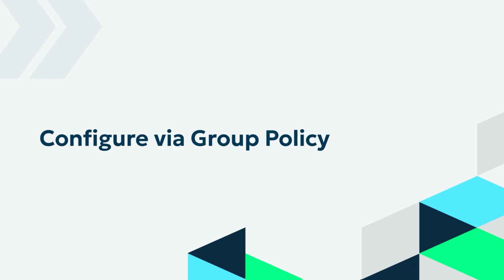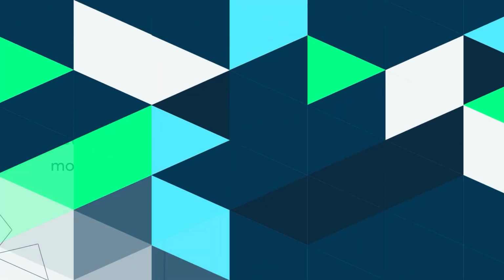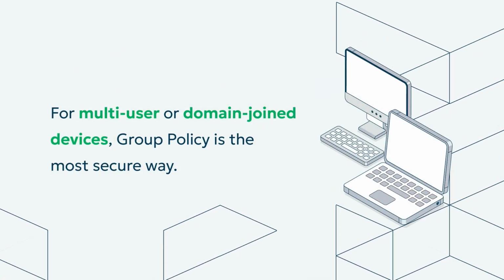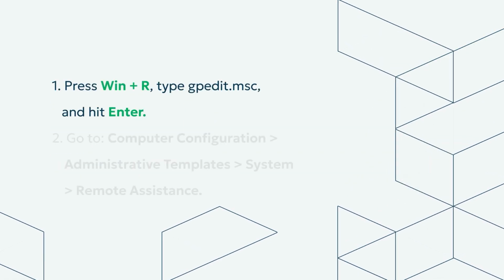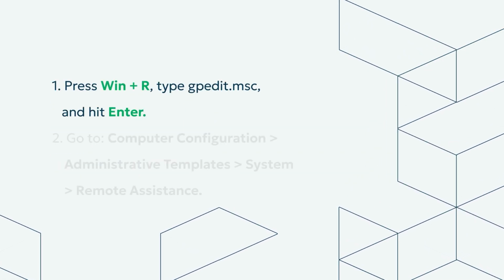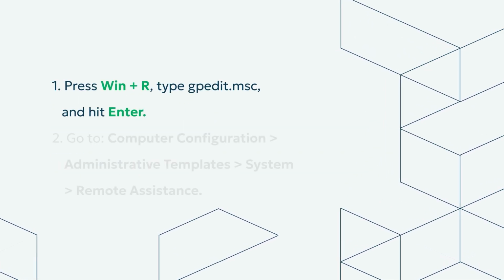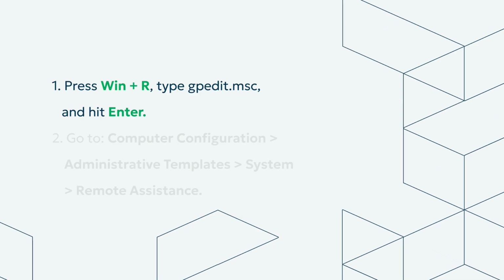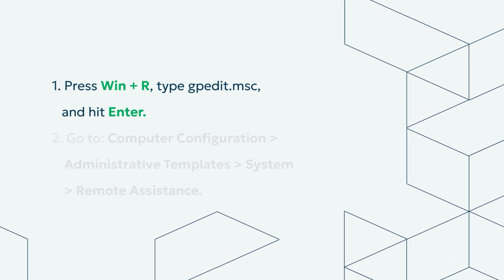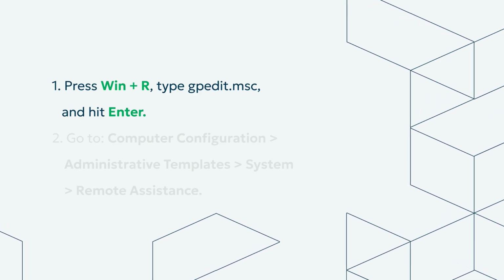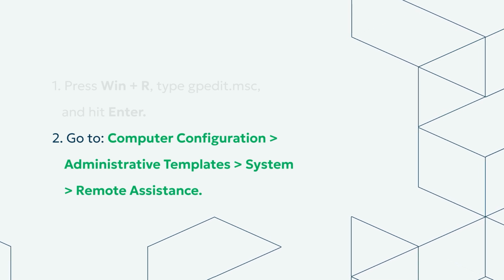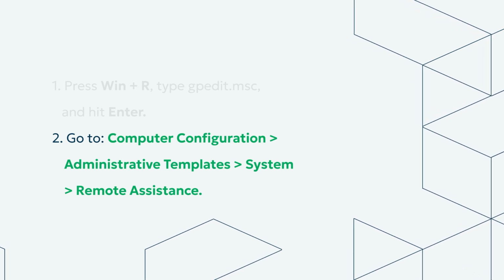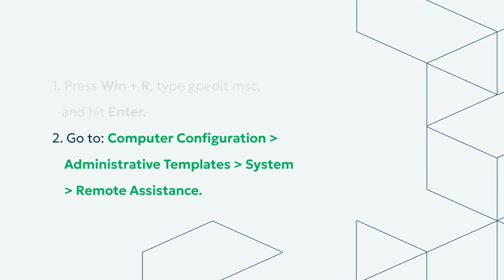Method 2. Configure via Group Policy. For multi-user or domain-joined devices, Group Policy is the most secure way. Press Win+R, type gpedit.msc, and hit Enter. Go to Computer Configuration, Administrative Templates, System, Remote Assistance.